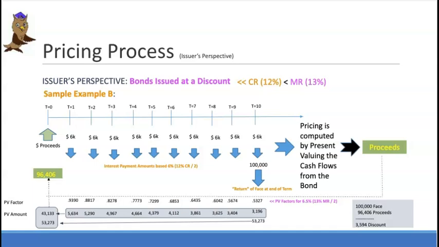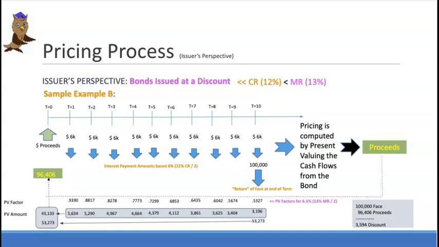Since we're still present valuing individual cash flows, we still rely on the single cash flow present value table. But the column we will select from this table is different. We will use instead the 6.5% column. That's 13% market rate divided by 2, since we're talking about semi-annual periods. The row is still the same, since we're still dealing with 10 periods. The PV factor for each period from t equals 1 through t equals 10 is shown on the slide. Each is multiplied by its respective cash flow. The result is a PV amount for each period.